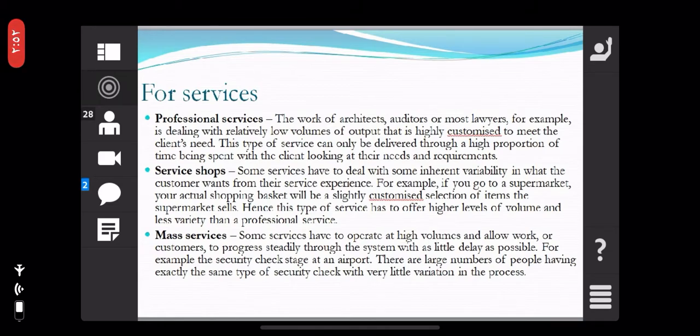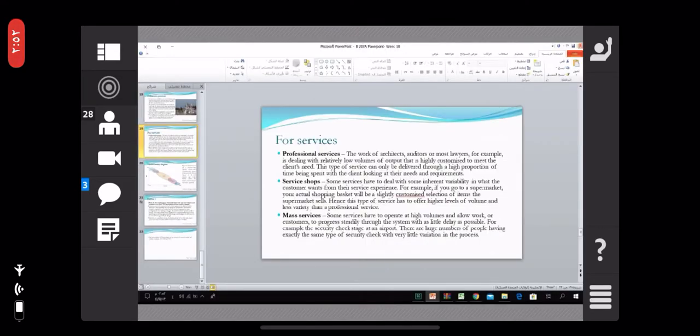For instance, if you want to make any flight to any country, or apply online or anything, or you need to fly to any country, when you go to the airport, what happens? You find the security in the airport must check all the passengers at the same moment before the flight starts. Okay, so mass services help all the customers at the same moment as much as you can. Usually mass services deal with a large number of customers.